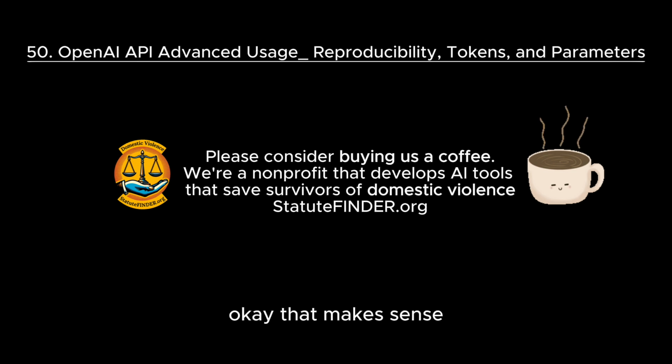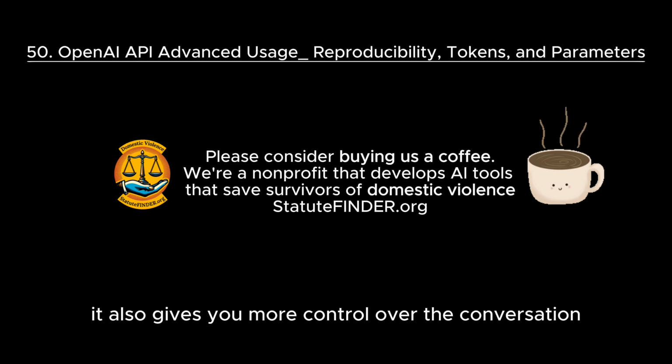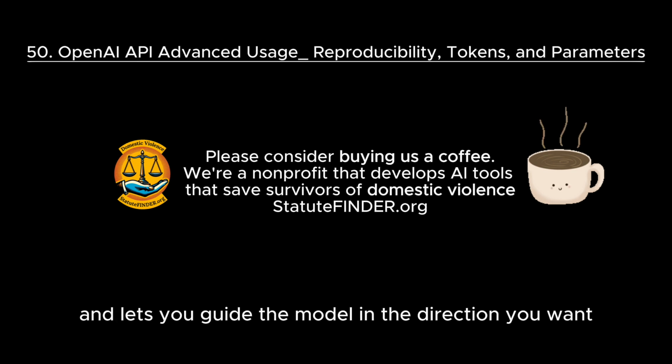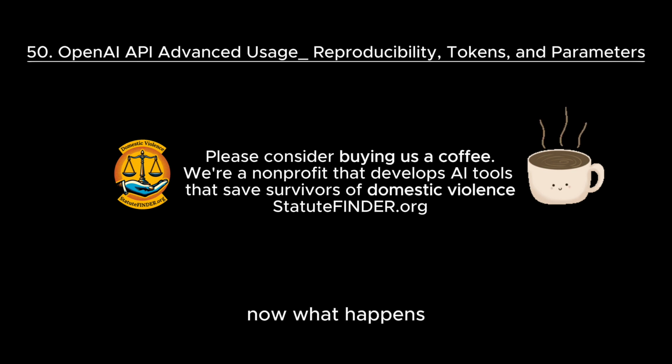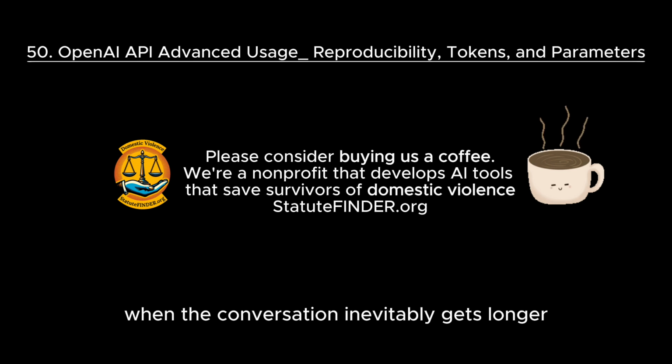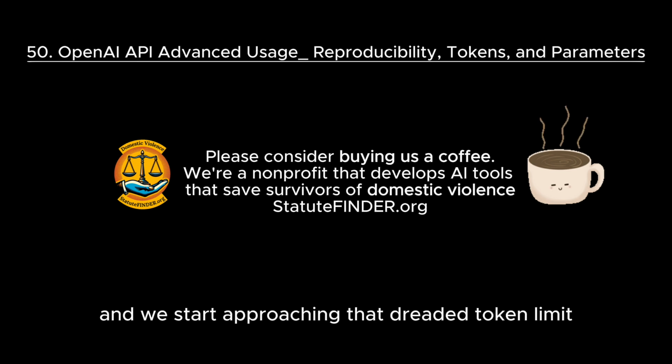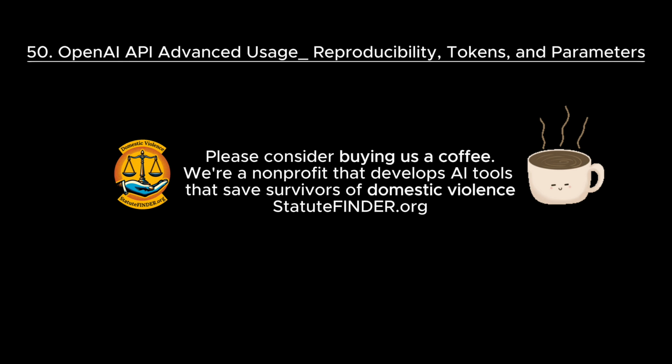Okay, that makes sense. So instead of giving the model a huge backstory all at once, I could feed it sentence by sentence or maybe even phrase by phrase. That's a great approach. It also gives you more control over the conversation and lets you guide the model in the direction you want. Now, what happens when the conversation inevitably gets longer and we start approaching that dreaded token limit? We can't just abandon the chat, can we?